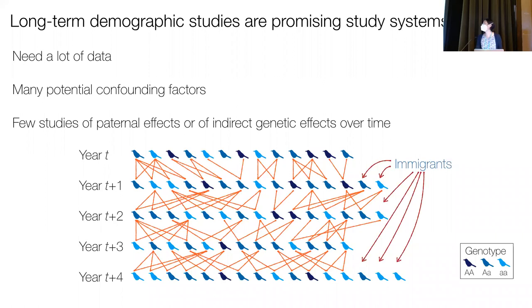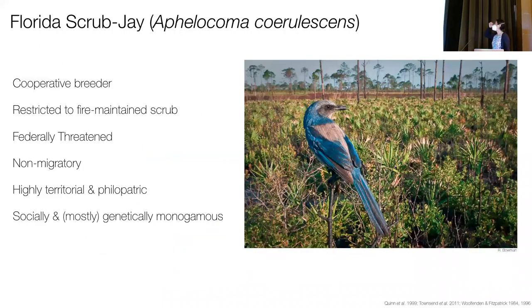So an ideal study system for the study of indirect genetic effects in the wild is one of a handful of long-term individual-based demographic studies where scientists have monitored a single population for decades and collected extensive phenotype and genotype information over time. This is a system that I work on. A lot of the work in my lab is on the Florida scrub jay, this beautiful bluebird. You may have seen its congener, the California scrub jay, flying around outside. But unlike the birds outside this room, Florida scrub jays are cooperative breeders. That means offspring delay dispersal and stay home to raise the future generations of offspring.